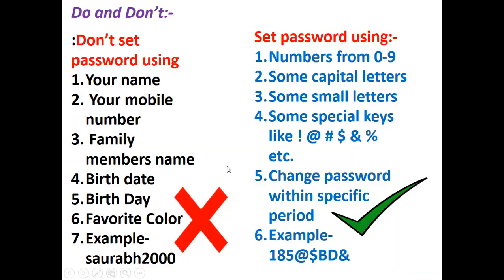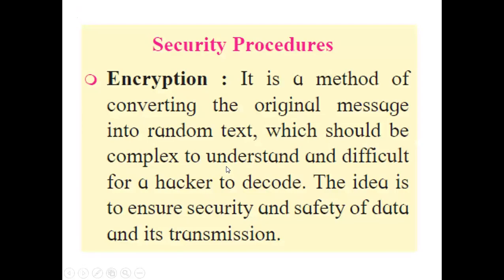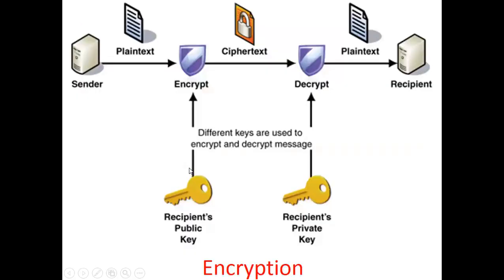Let's start. The first security procedure is encryption. In the last chapter, we studied this word, encryption. Encryption is the method of converting the original message into random text, which should be complex to understand and difficult for a hacker to decode. The idea is to ensure the security and safety of data and its transmission. Let's understand it through an example.